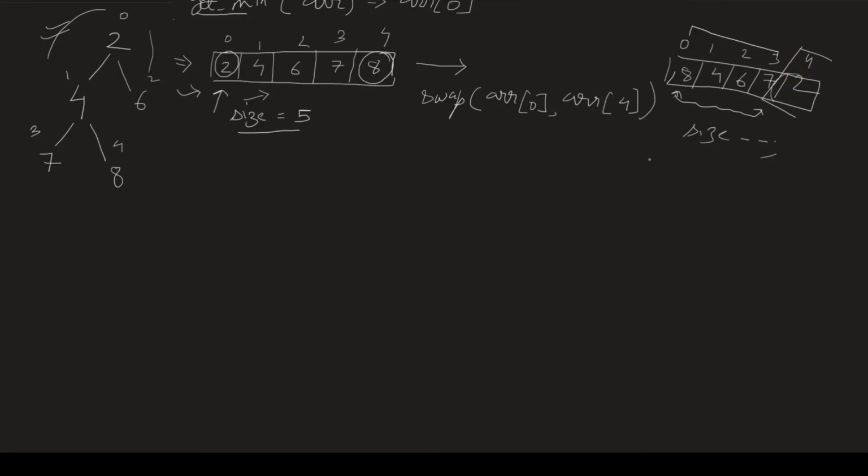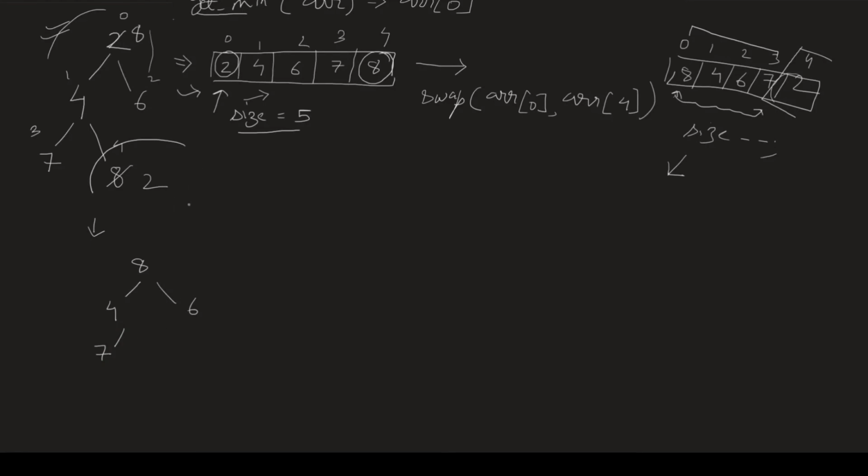Okay, so after this, if we look at the tree, we have swapped this 2 with 8. So 8 will be over here and 2 will be here, and we are ignoring this 2 by decreasing the size. So our heap will be like this: 8, 4, 6 and 7, and we have ignored this 2. In the array we have decreased the size, and in the heap we have removed this 2.